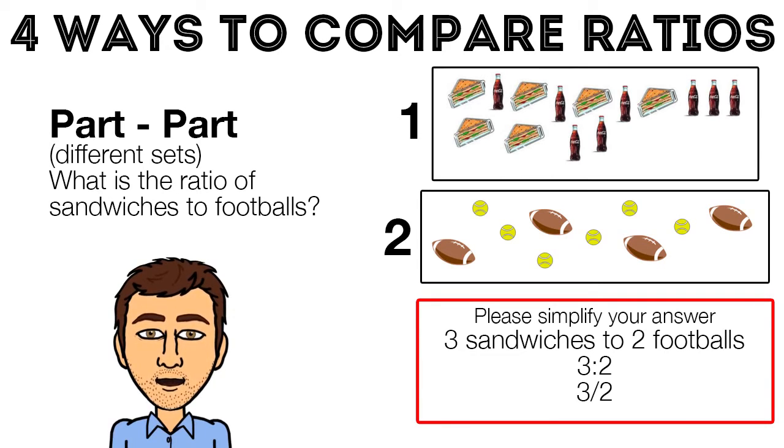Now make sure you simplify your answer. If we use the word to, there are 3 sandwiches to 2 footballs. When we counted them, there were 6 sandwiches in set 1 and 4 footballs in set 2. And so when we simplified, it comes out to 3 sandwiches to 2 footballs. You can write it in colon form, 3 colon 2, and in fraction form, 3 over 2.